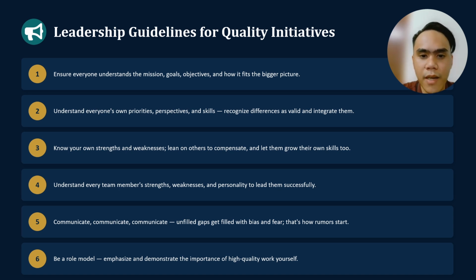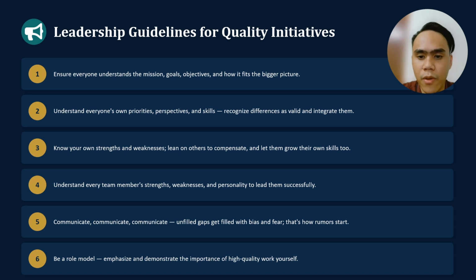Two is understand everyone involved. Every person, every organization will have their own priorities, perspectives, and skills. So learn what those are, recognize the validity of the differences rather than treating them as obstacles, and find ways to actually integrate them effectively into how the project runs.